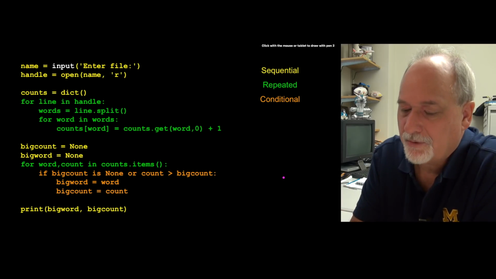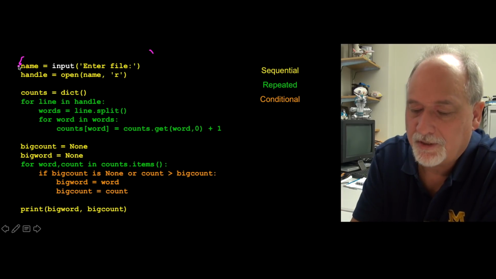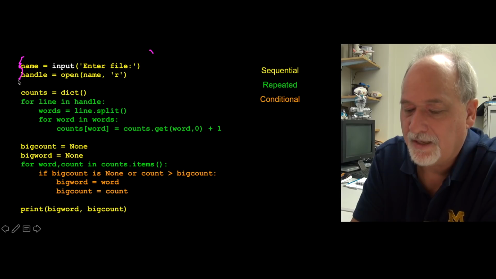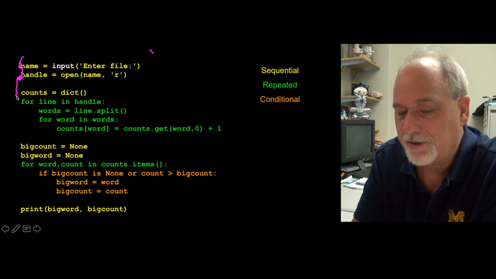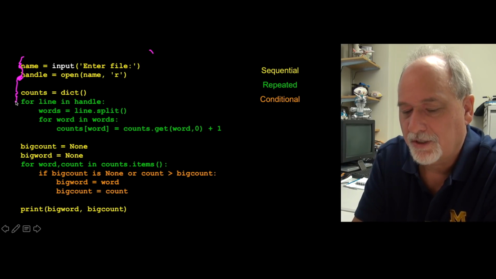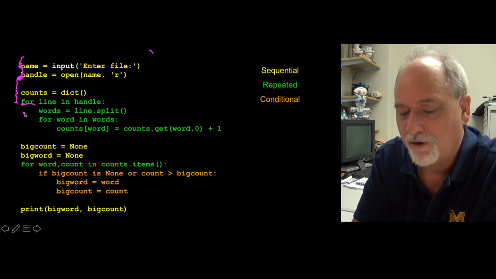And so this is a bit of sequential code. It comes in here, runs this, which happens to ask for a file name. Then it opens the file. It creates a data structure called a dictionary. This is all sequential. Now the for is another form of loops.